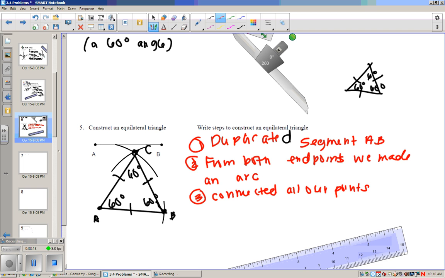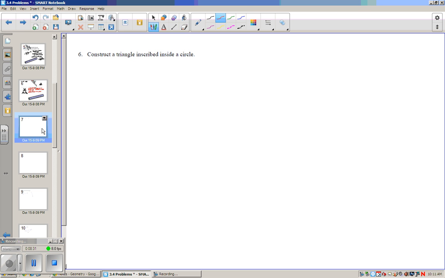You know, those directions are pretty vague. I know I wrote more detailed ones in class. What will benefit you most is just going back and watching the construction, or maybe even writing it down in your own words. So next we're going to look at number 6 and 7.